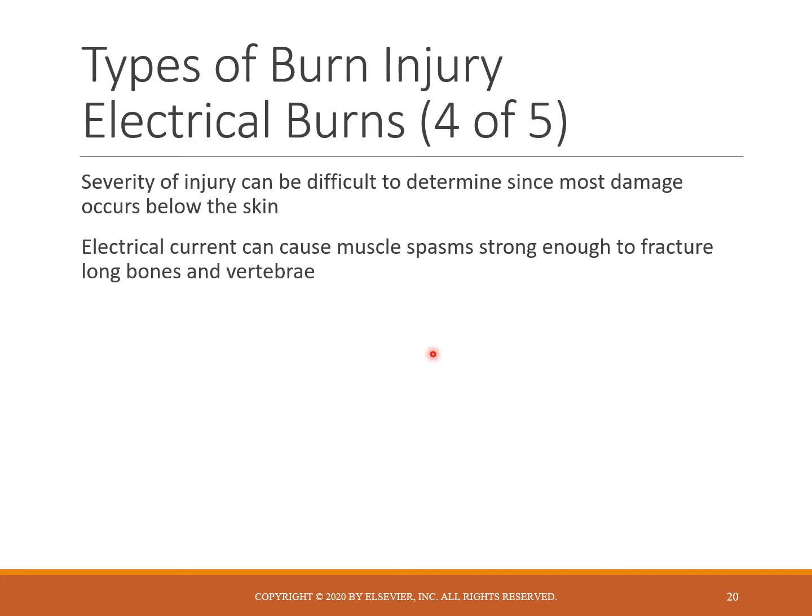Now, again, the severity assessment happens when you look at how much damage happens below the skin, and if it causes muscle spasm, is it strong enough to fracture their long bones and vertebrae? And this can happen. So imagine they already have an electrical burn injury, plus you have to take care of a fracture. Okay, and you guys know that when it comes to fracture, there are many complications connected to it, especially if the long bones are affected.